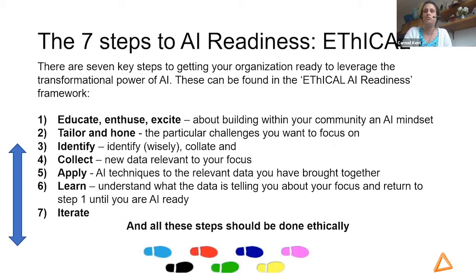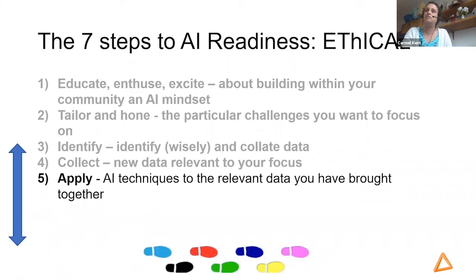And until now, we discussed the four initial steps in previous webinars, which are first, educate, enthuse, excite about building an AI mindset within your community. Second, tailor and hone the particular challenges you choose to focus on. Third, identify and collate data. Fourth, collect new data relevant to your chosen focus. And fifth, today, AI techniques to be applied on the relevant data that you have brought together.